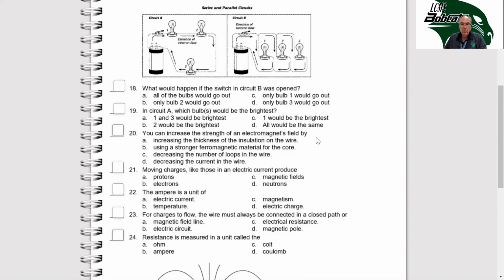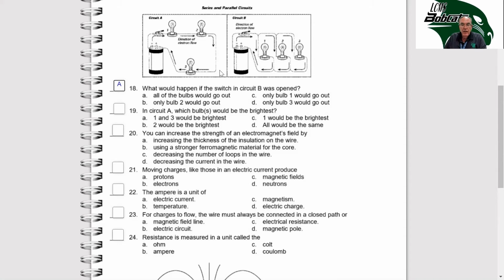What would happen if the switch in circuit B, so here's circuit B, and in order for the electricity to come along, it goes to the switch. And if it can't make it through the switch, it won't get to 1. It can't make it out to 2. And it can't make it out to 3. So all the bulbs would go out. Not just bulb 2, not just bulb 1, and not just bulb 3.